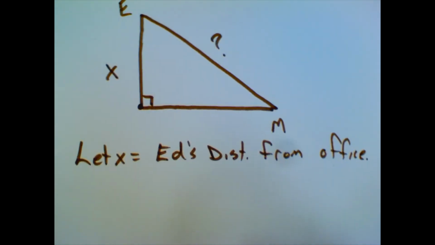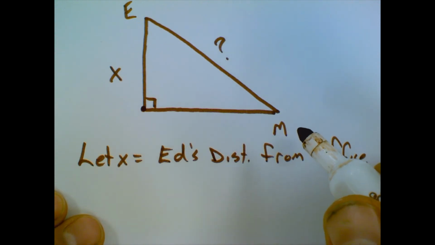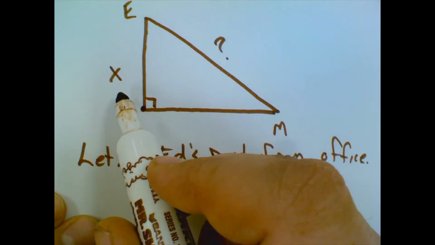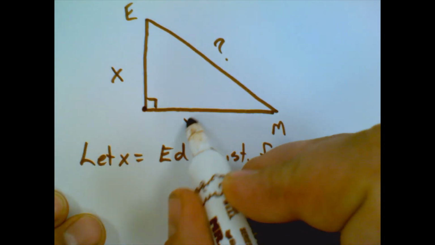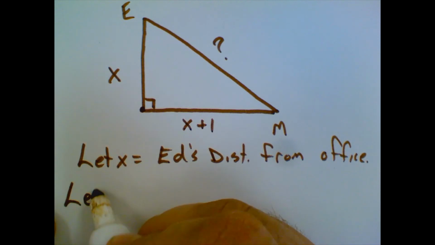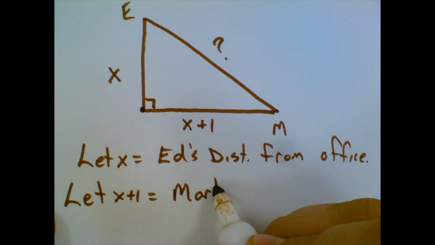Okay. When they took a snapshot of this, it said that Mark was 1 more mile farther. So if Ed is x, Mark has to be 1 more mile farther. So we're going to let x plus 1 equal Mark's distance from office.